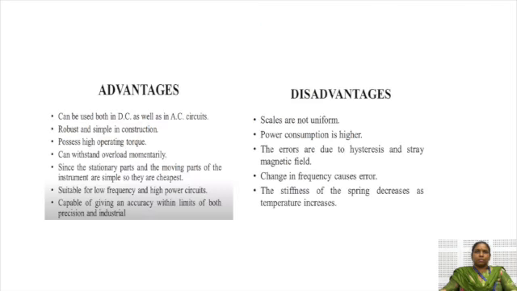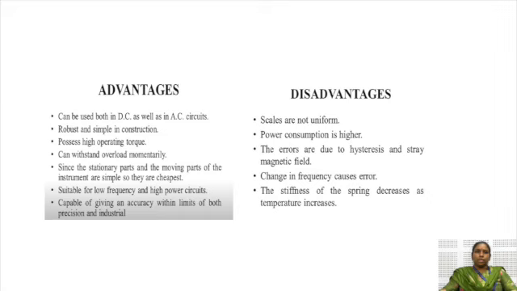The advantages and the disadvantages are here. The advantages: it can be used both in DC as well as in AC, and it is robust and simple in construction, and possesses high operating torque. It can withstand overload momentarily. Since the stationary parts and the moving parts of the instrument are simple, it is cheap. It is suitable for low frequency and high power circuits, capable of giving an accuracy within the limit of both precision and industrial purpose.